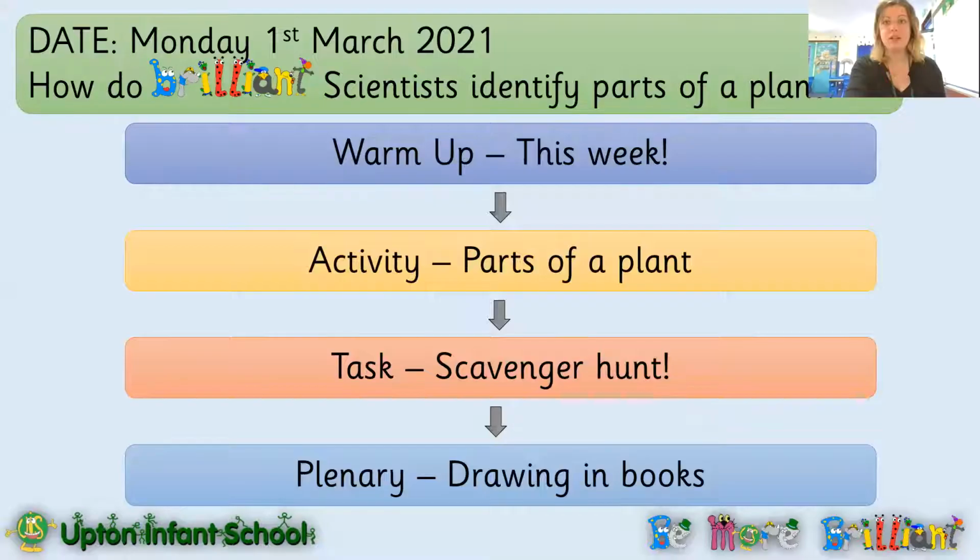So today is Monday the 1st of March and we are going to be looking at how do brilliant scientists identify parts of a plant. So we're going to have a bit of a warm-up. We'll say what we're going to be doing this week. And then we will look at parts of a plant and what the different features are called. And then we're going to go on a bit of a scavenger hunt to find some plants. And then we'll finish off by drawing these in our books.